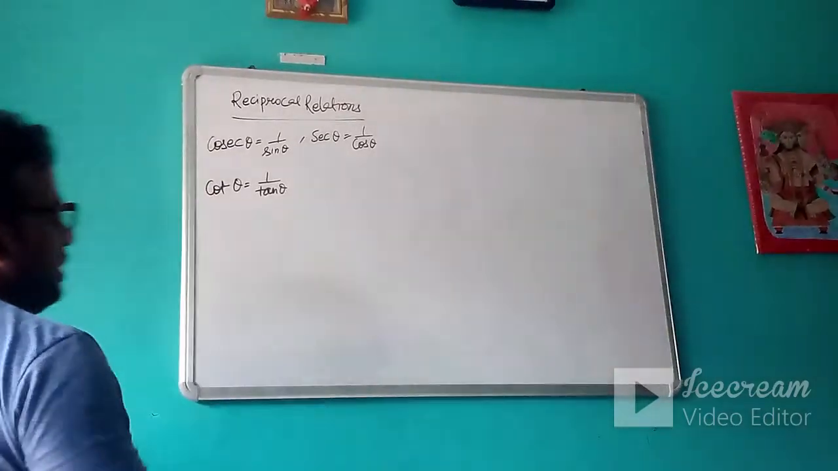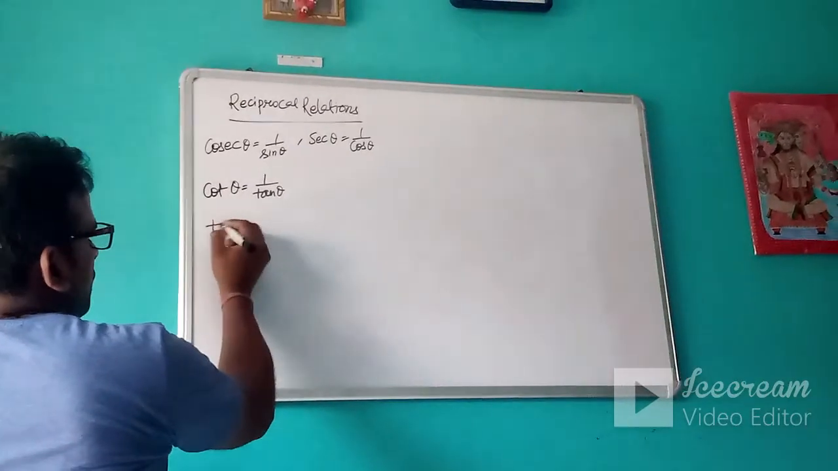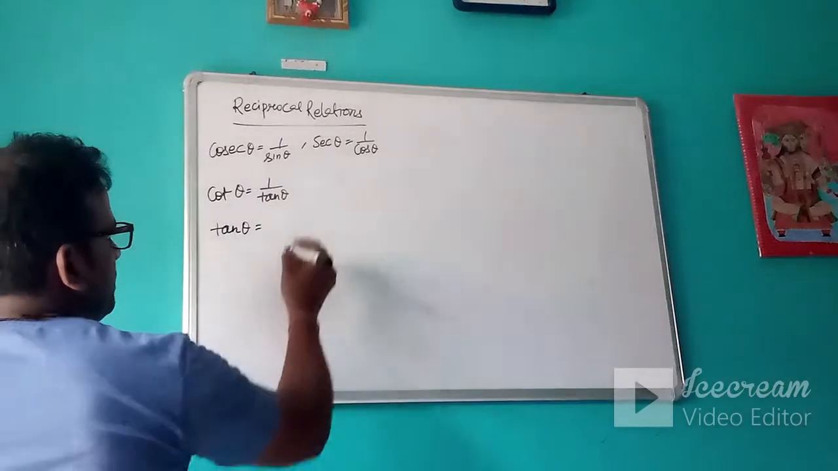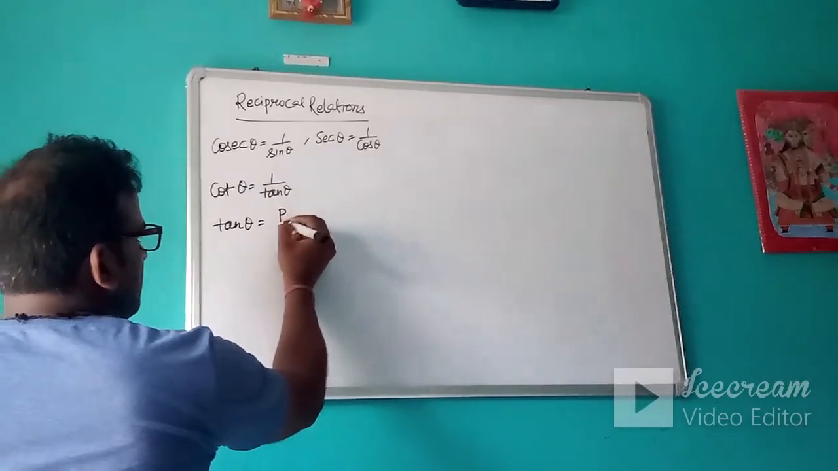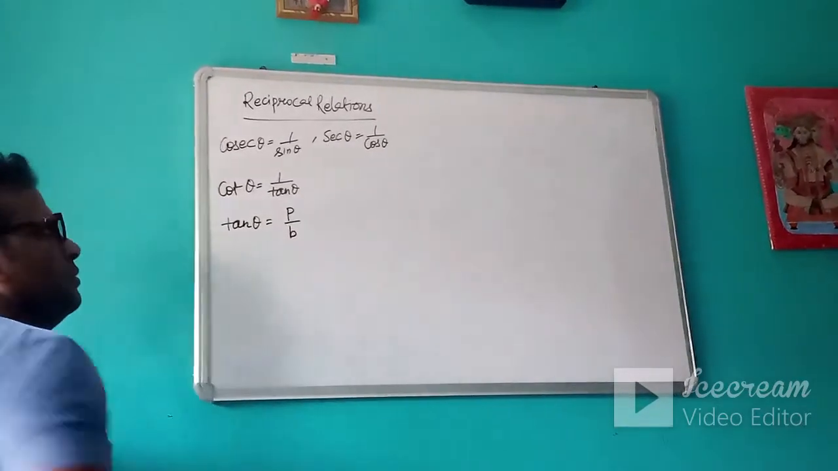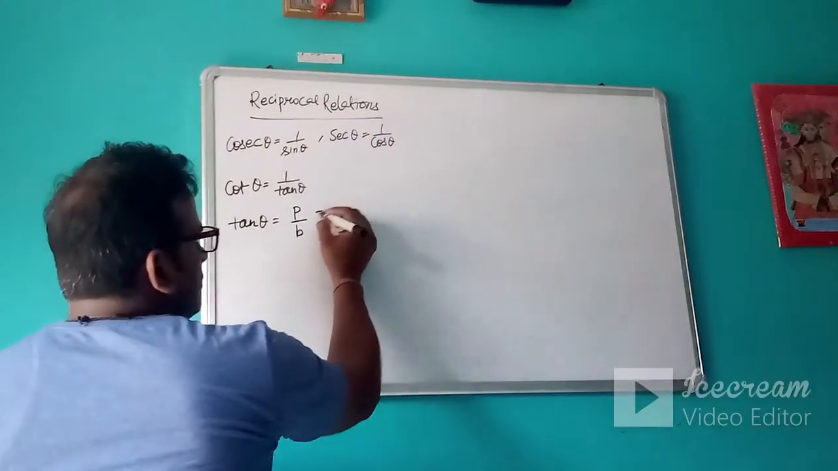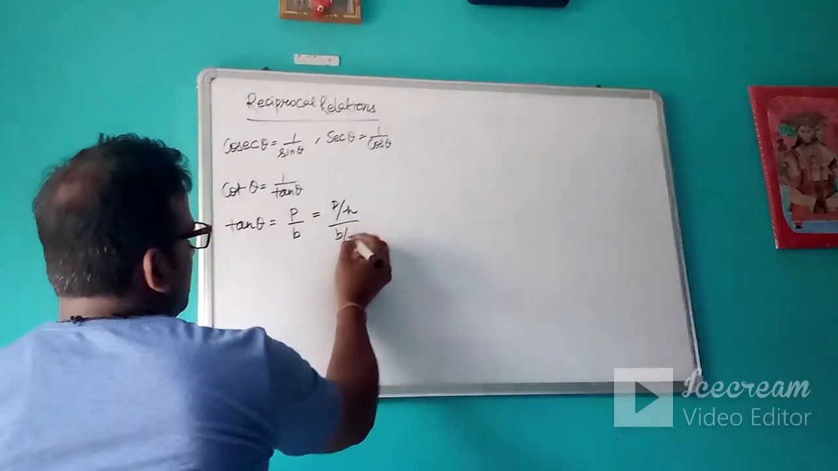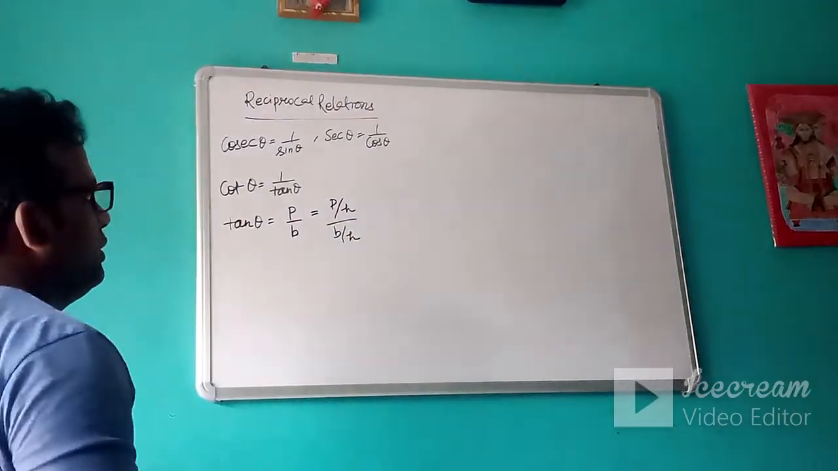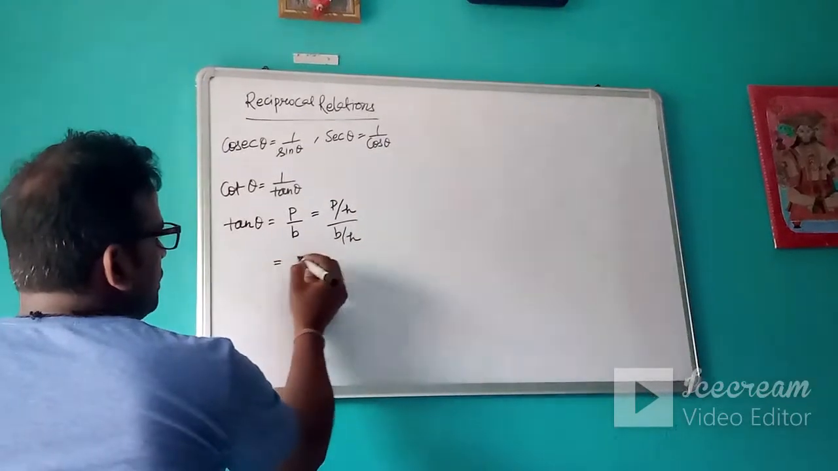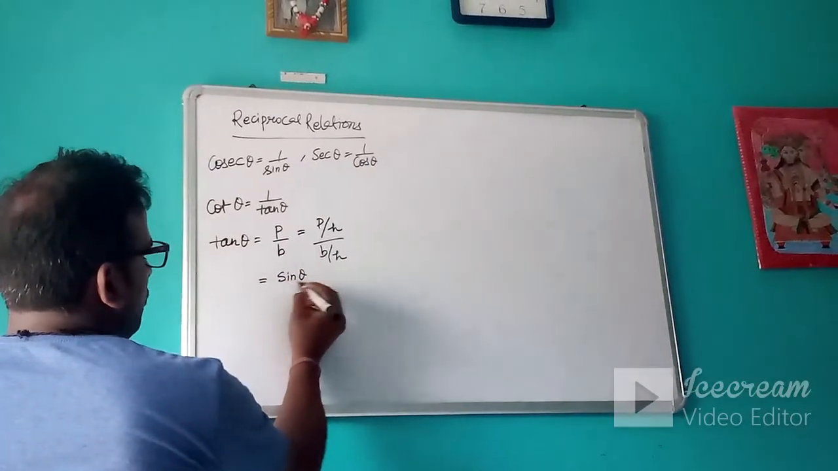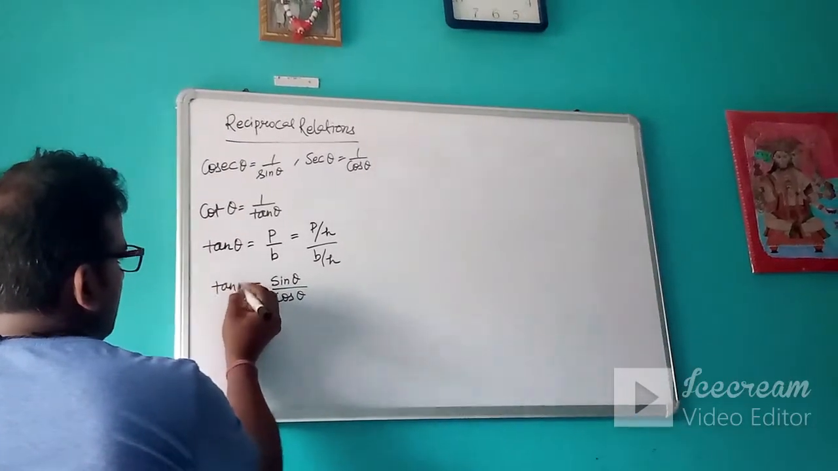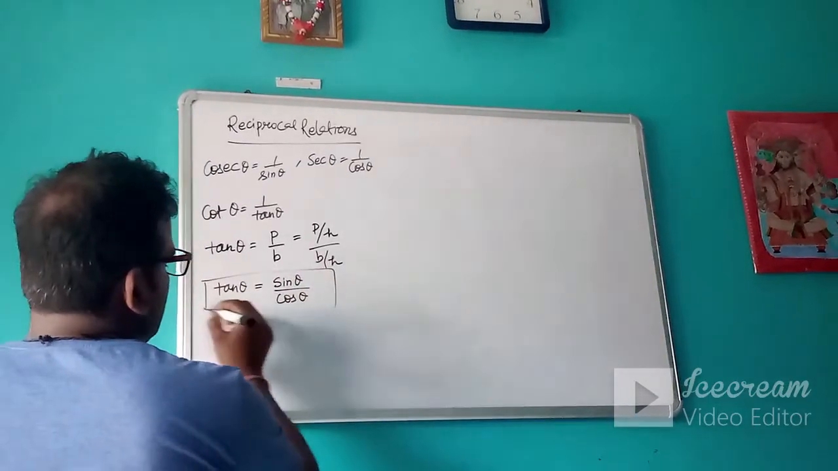Two more relations I am telling you which are again useful. Suppose you wish to calculate tan theta. So what actually is tan theta? If you see carefully, tan theta is P upon B. If I divide by h in the numerator and denominator, like this, P upon h upon B upon h. What was P upon h? That was sine theta, and B upon h was cos theta. That means we can write tan theta is equal to sine theta upon cos theta.